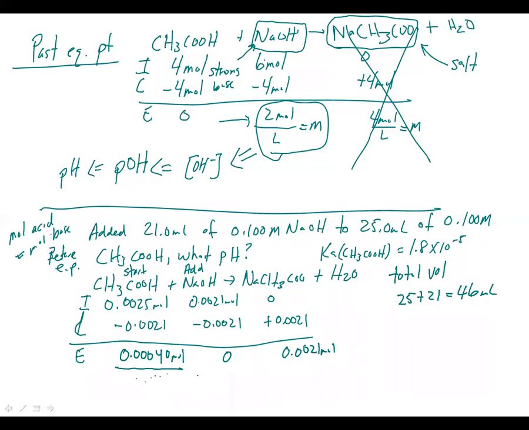There's like a 20-second delay in this when I write something. 0.0004 divided by 0.046 gets us 0.0087 for this one over here. We'll call it 0.0087 molar. That will also give us 0.0457 on this side.